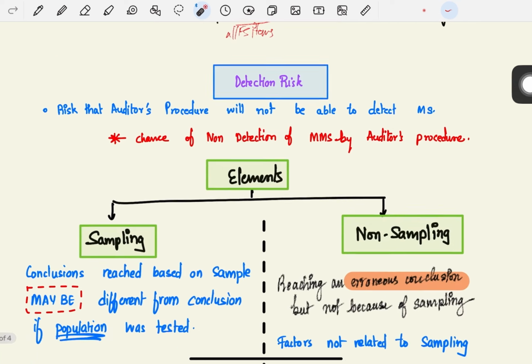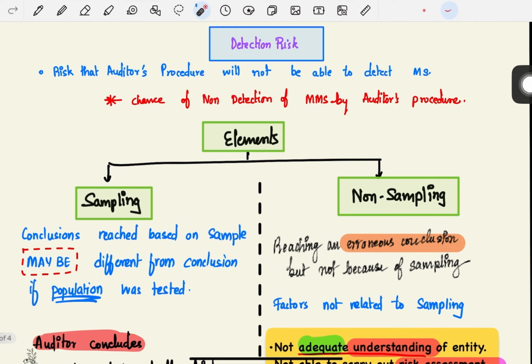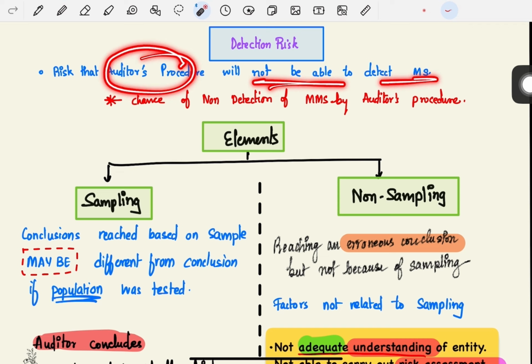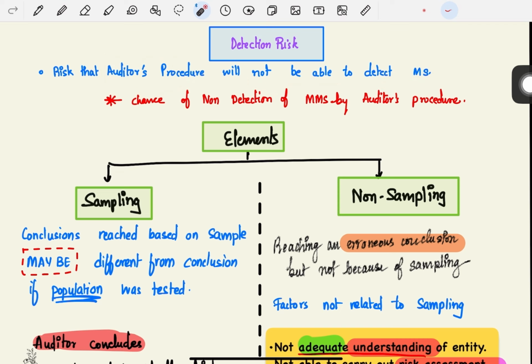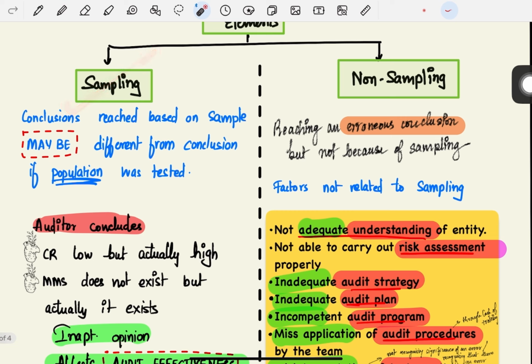Next, detection risk. What is the meaning of detection risk? Detection risk means the risk that the auditor's procedures will not be able to detect the material misstatements. So the auditor is devising and applying certain procedures, but they are not able to detect that misstatement. Then that is known as detection risk. So the chance of non-detection of misstatement by the auditor's procedures is known as detection risk. Detection risk consists of two elements: sampling risk and non-sampling risk.